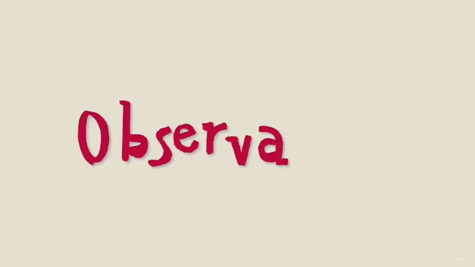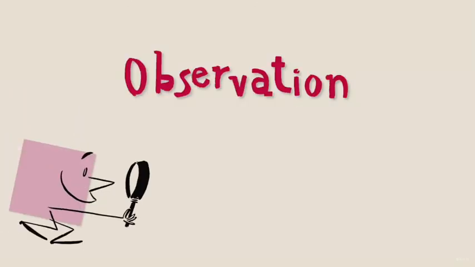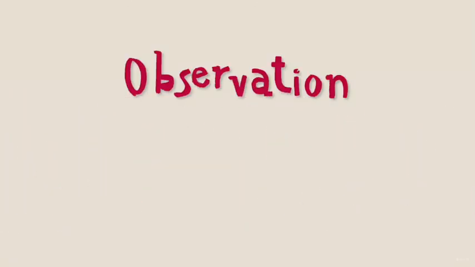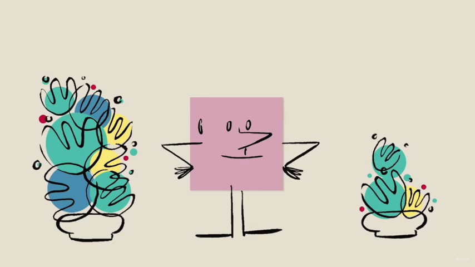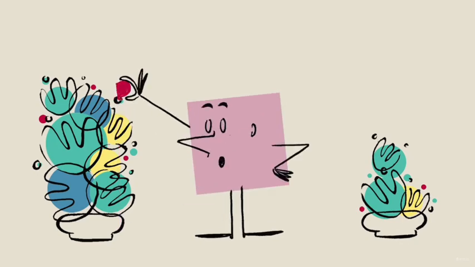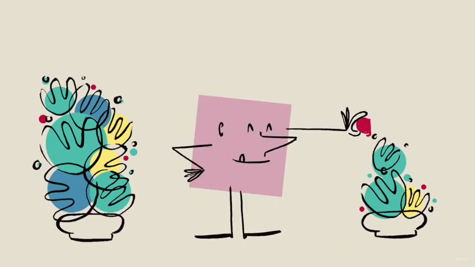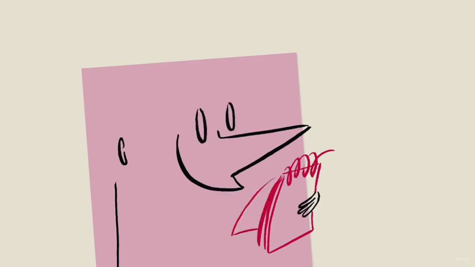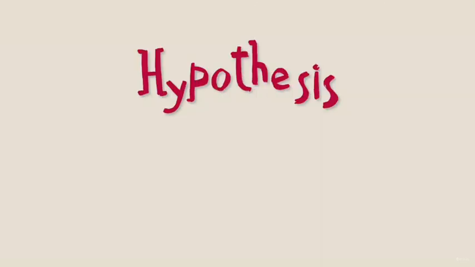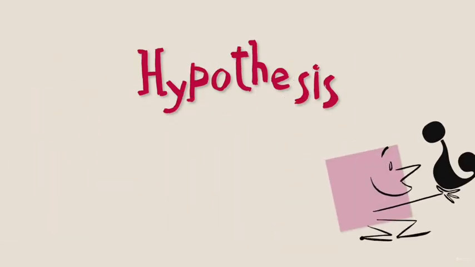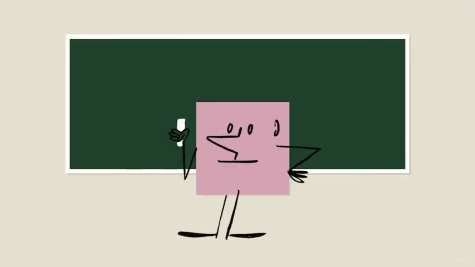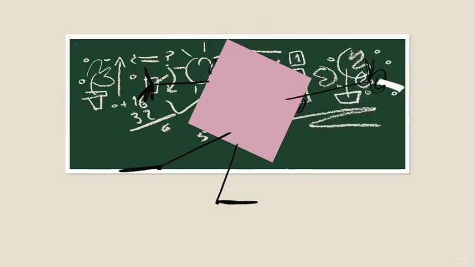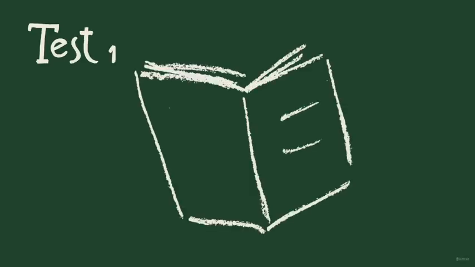And then he's like, why? What's going on? So he measures them. And that gives you data, stuff you can write down. So then he's going to come up with kind of an educated guess. What might have caused these plants to grow differently? And how could I test that?